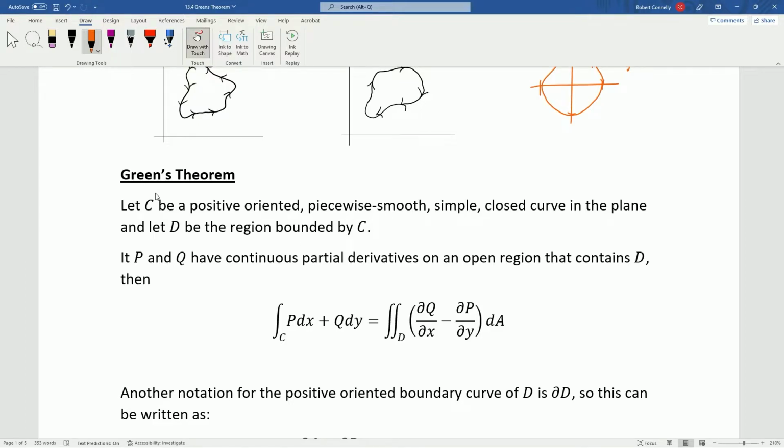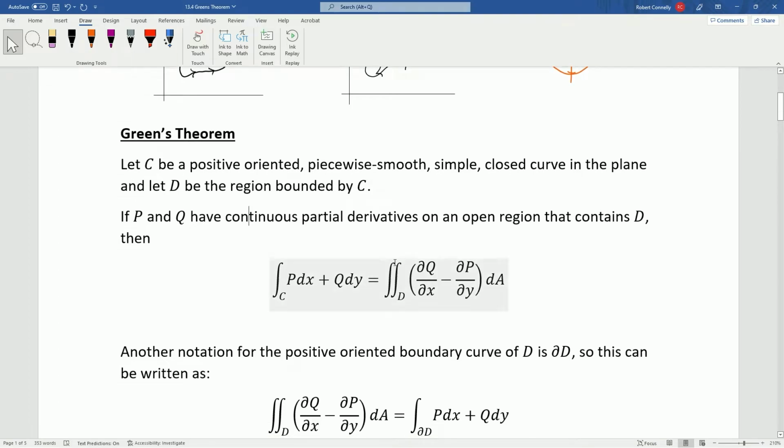So Green's theorem states, let C be a positive-oriented, piecewise smooth, simple, closed curve in the plane, and let D be the region bounded by C. If P and Q have continuous partial derivatives on an open region that contains D, then the line integral over C of P dx plus Q dy equals the double integral over D of the partial derivative of Q with respect to x minus the partial derivative of P with respect to y, integrated with respect to A.